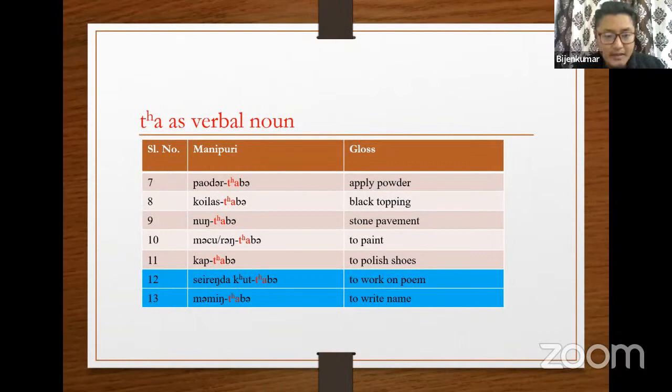And for example numbers 12 and 13, compared to the paradigm of 7 to 11, when we look into it, we observe that these all give the meaning of applying something on top of a different surface. In the case of applying powder, black topping, stone pavement, the road, painting, or polishing shoes. But in 12 and 13, the meaning gives a different paradigm, like kuttaba, meaning those people or persons who work on poems. And in number 13, maming thaba is simply to write the name, maybe on a piece of paper or in the exam, where we say maming thaba.